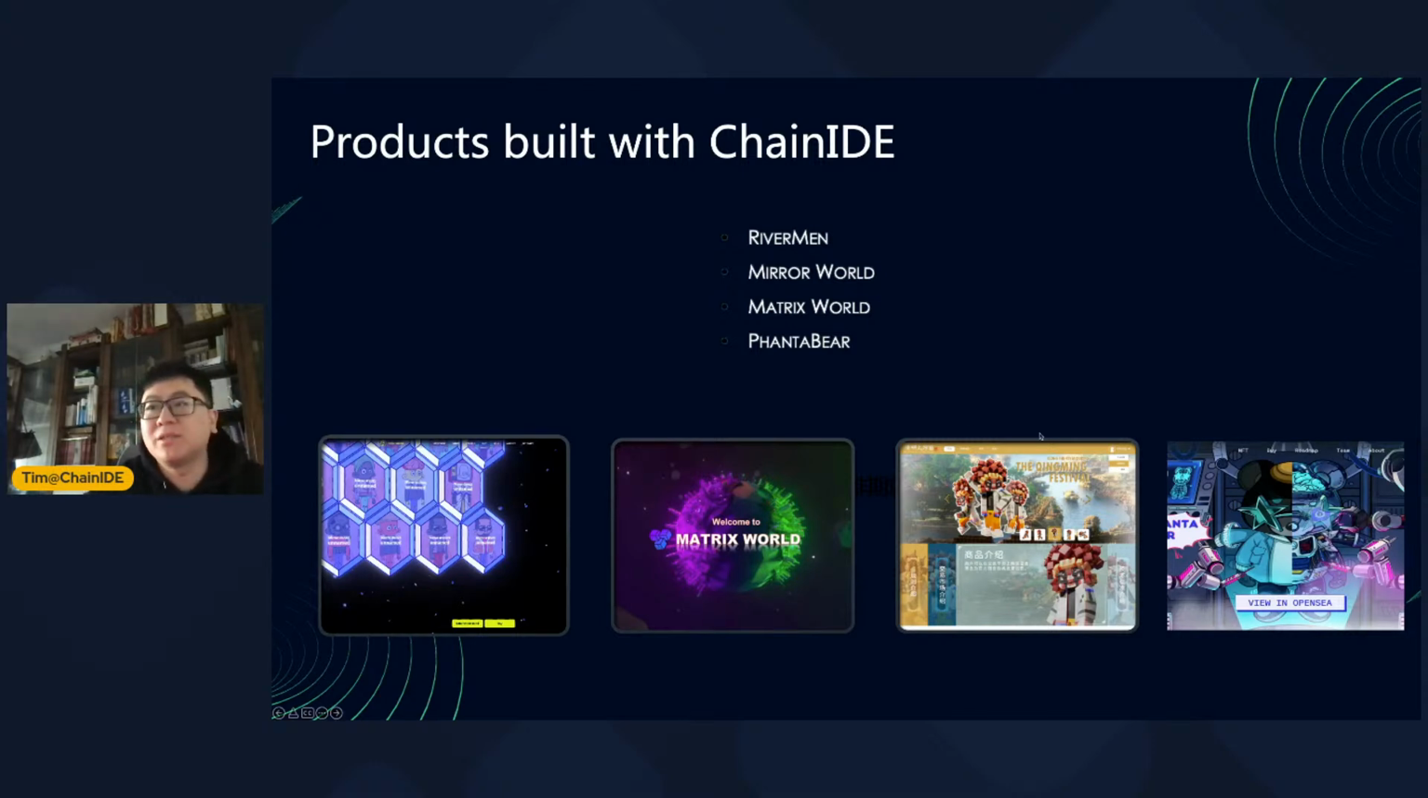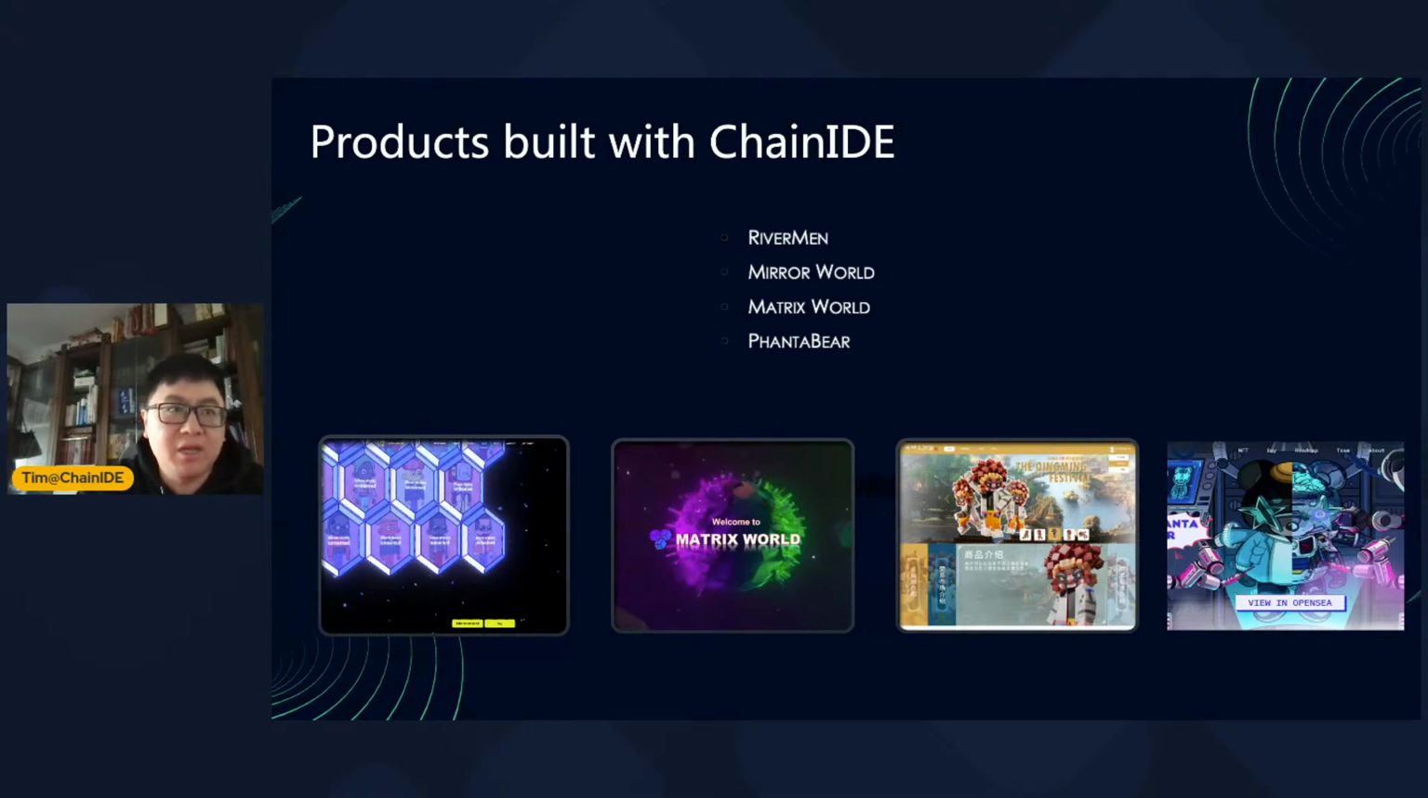So the third one is the Riverman. It's also a very interesting project, where people can collect 3D NFTs, and these 3D NFTs are kind of a jigsaw. Once you collect the required pieces, you can fuse or forge them into a new piece of NFT. Once you collect all the pieces, it can form a whole picture.